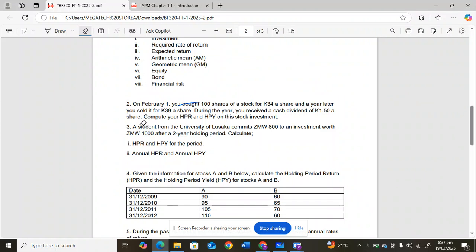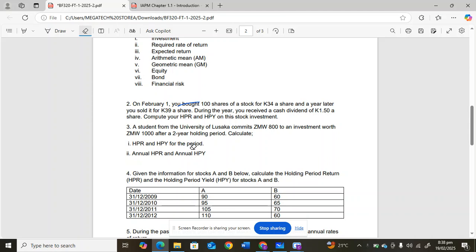All right. A student from the University of Lusaka commits 800 kwacha to an investment worth 1,000 after a 2-year holding period. Calculate the HPR and the HPY for the period. Basically, after 2 years, what is your return? Okay, that's what question one is. Then number two, the annual HPR and annual HPY.